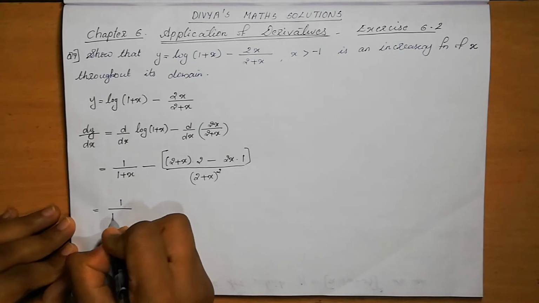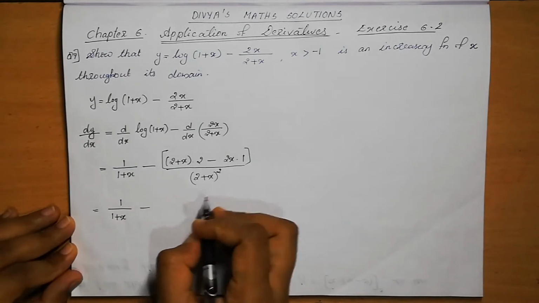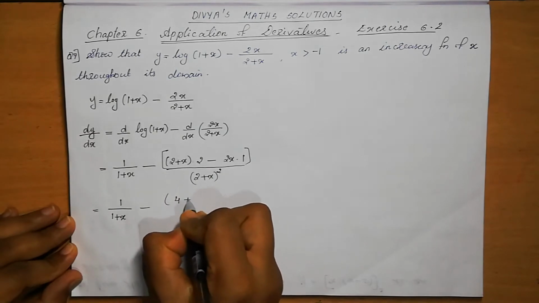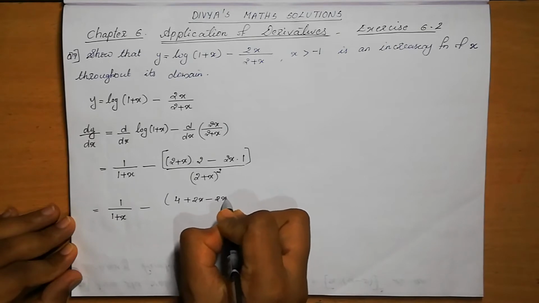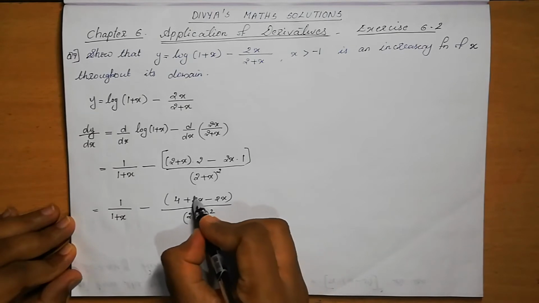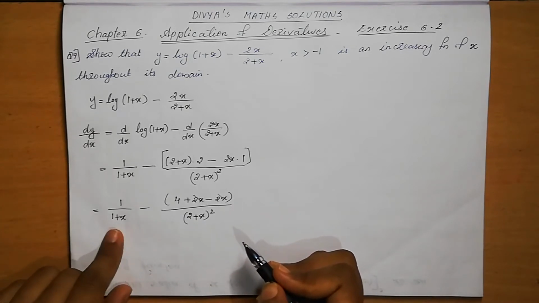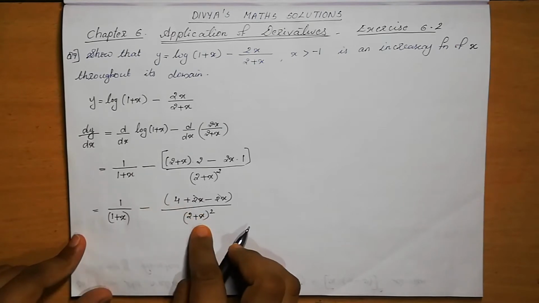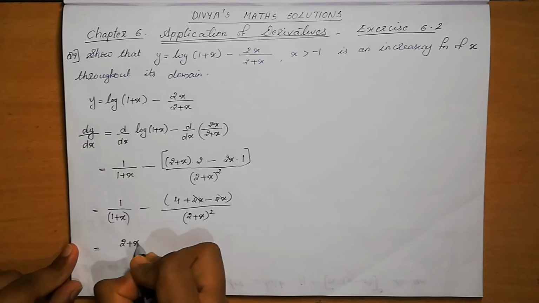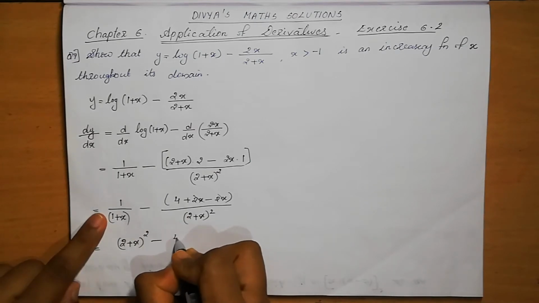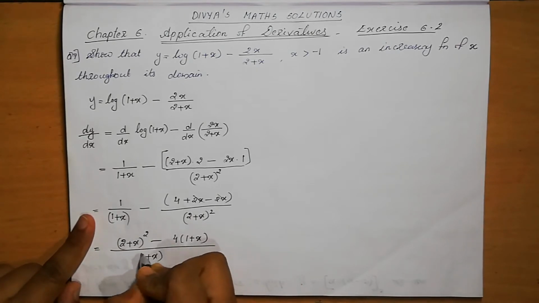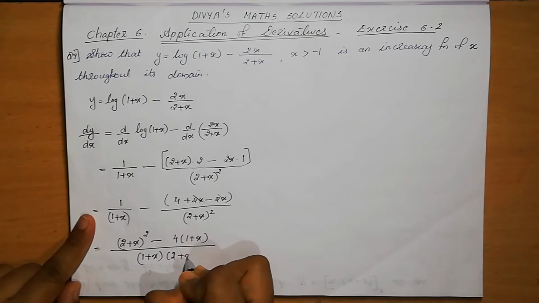So 1 by (1 plus x) minus this bracket, we can open it. This becomes 2 into 2 is 4 plus 2x minus 2x, the whole divided by (2 plus x) the whole square. The plus 2x and minus 2x cancel. Now we can take the LCM. The LCM is (1 plus x) into (2 plus x) the whole square, right? So we can cross multiply. What will we get? (2 plus x) the whole square minus 4 into (1 plus x), the whole divided by (1 plus x) into (2 plus x) the whole square.